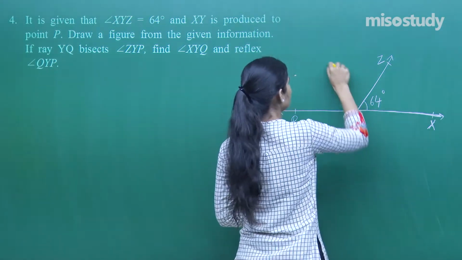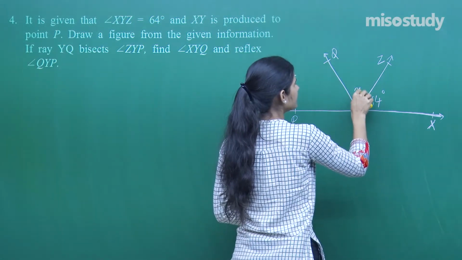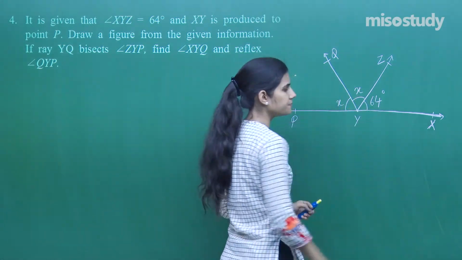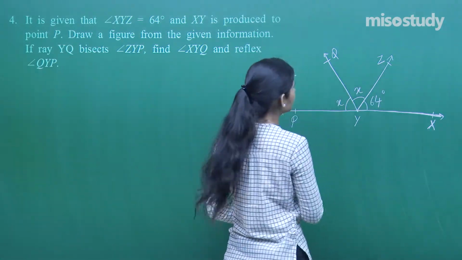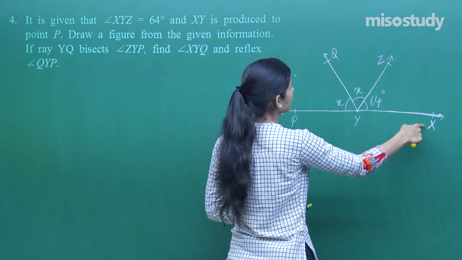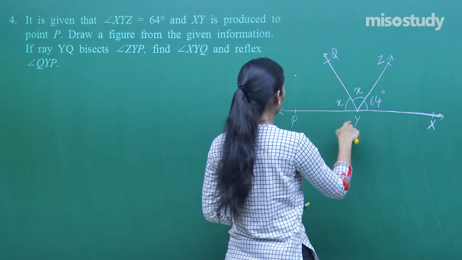So YQ is the bisector of ZYP. Bisector means whatever is this, same is this. So YQ is bisecting the complete angle ZYP. Find XYQ and reflex of QYP.